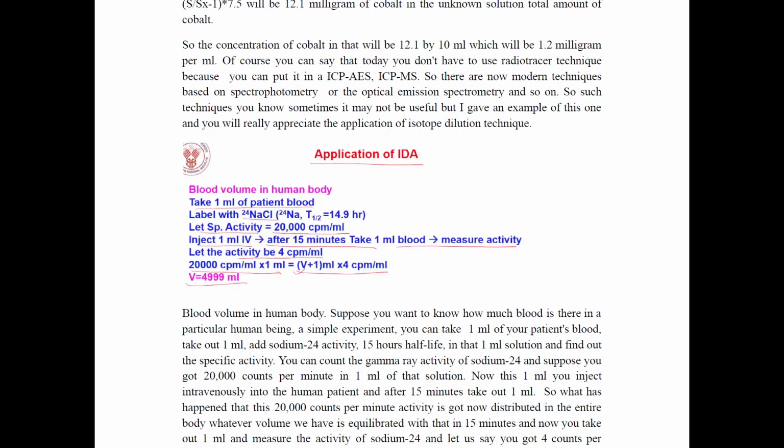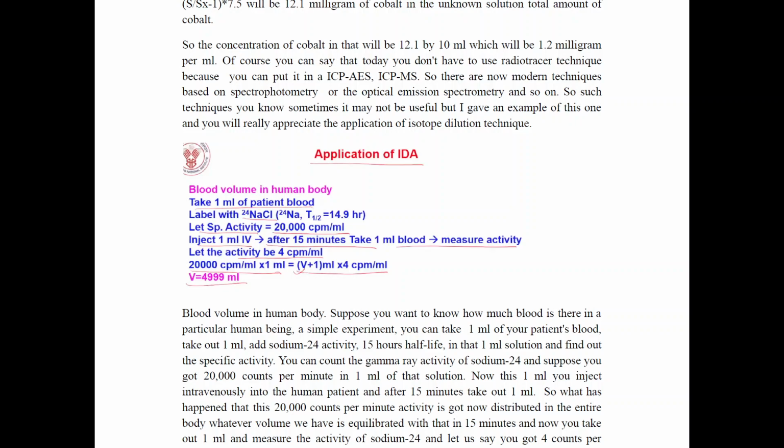Then an application of IDA is that you can find out the blood volume in a human body. Suppose you have 1 ml of patient blood, you label it with 24NaCl whose half-life is 14.9 hours. Now let the specific activity be 20,000 counts per minute per ml. Now inject 1 ml of this IV. After 15 minutes, take 1 ml of blood and measure the activity.